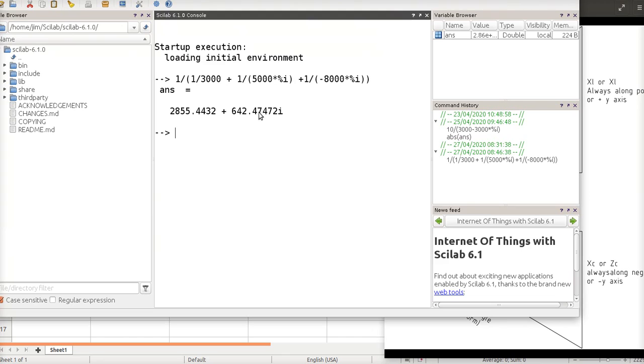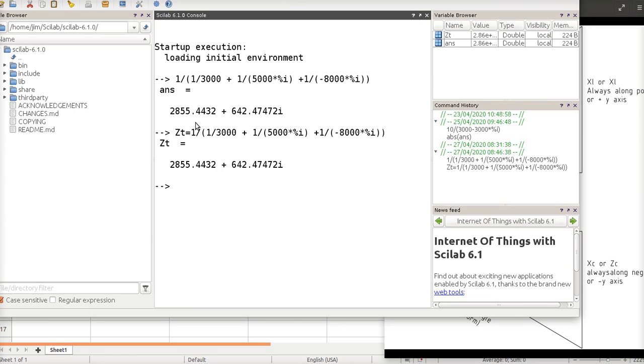So this is my impedance. So what I'm going to do is I'm going to say ZT. Actually, I'm going to up arrow, and I'm going to define this as ZT. And I'm going to do equals. It's going to do the same calculation again, but instead of calling it answer, which writes over, it's going to call it ZT, which it won't write over. So you've got that in the memory of Scilab while you're running it.